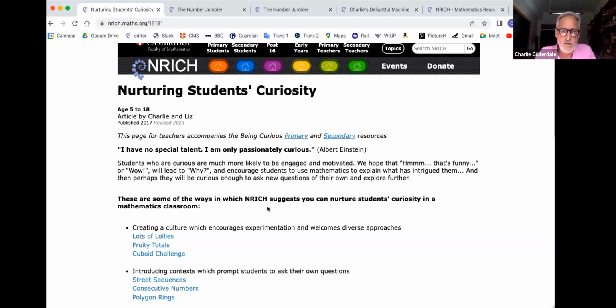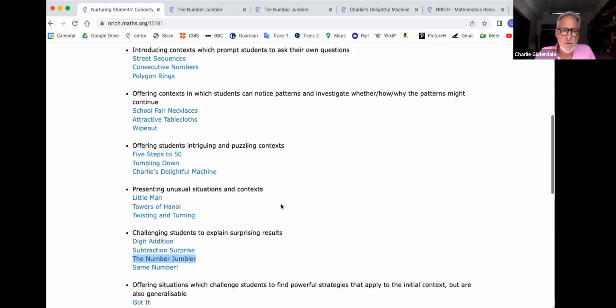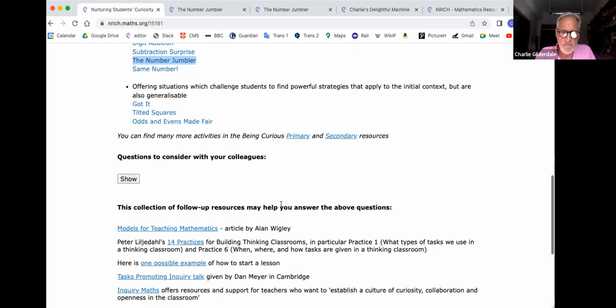Right, I've gone back to the Nurturing Students' Curiosity page. Did we ever mention Albert Einstein's quote? We didn't actually, no, but it's rather lovely, isn't it? But I just wanted to draw attention to the bottom.